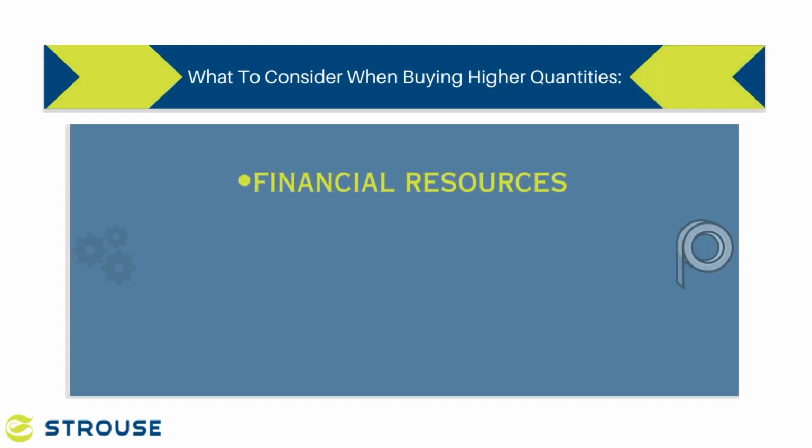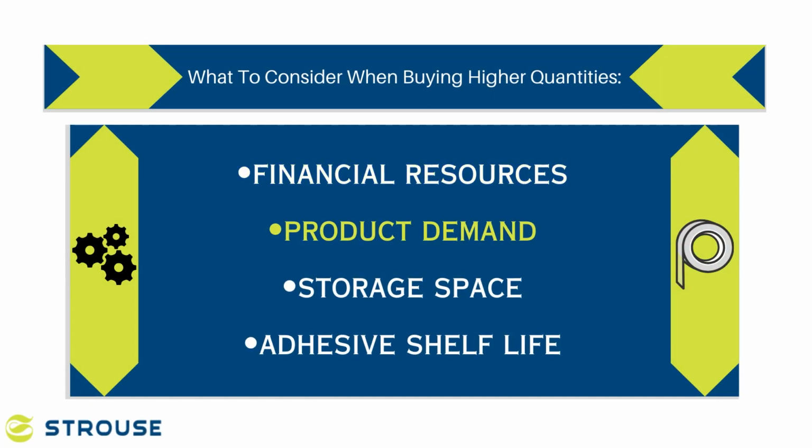Hearing all this, you might be inclined to order more parts. However, you should consider things like your financial resources, how often you're using parts, your storage space, as well as whether the shelf life of the material will expire before you're able to use it. All of these factors could make ordering more parts less advantageous.